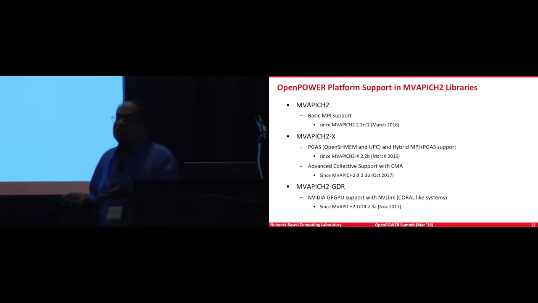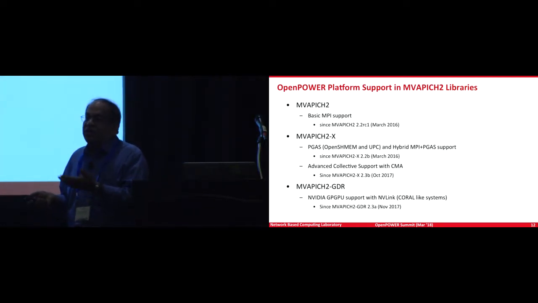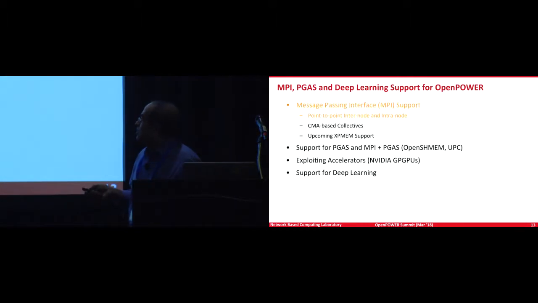That is the new thing which has come out with OpenPOWER with NVLink, like the Coral kind of systems. So, we have done a lot of optimization for that. I will also be talking about this. Let me start with the basic MPI support, and then gradually I will move to the other ones.